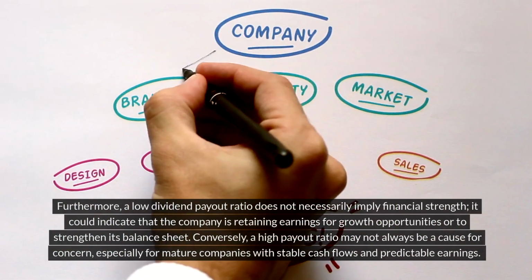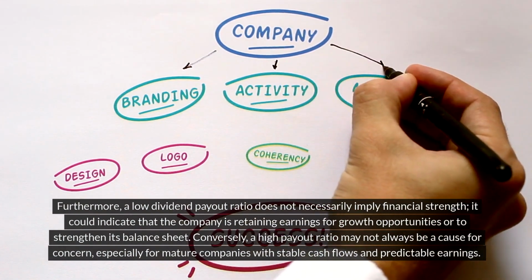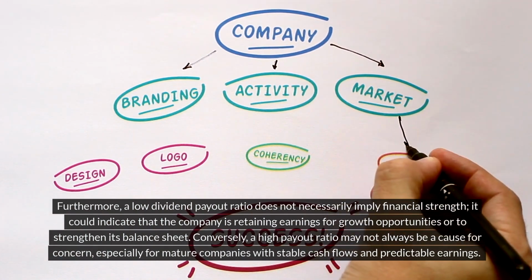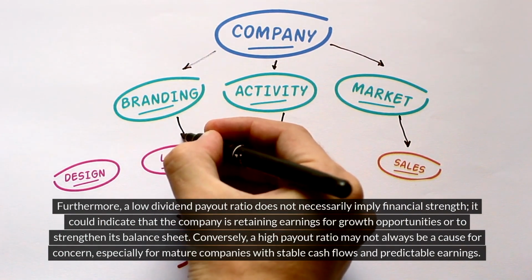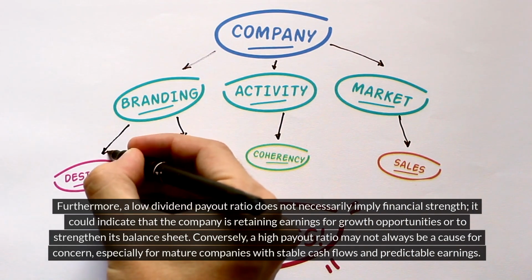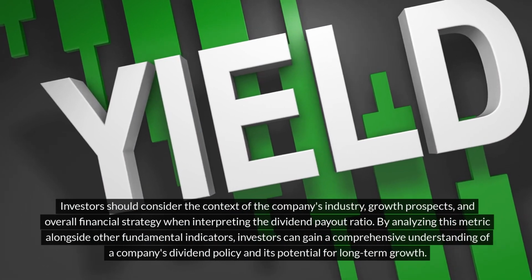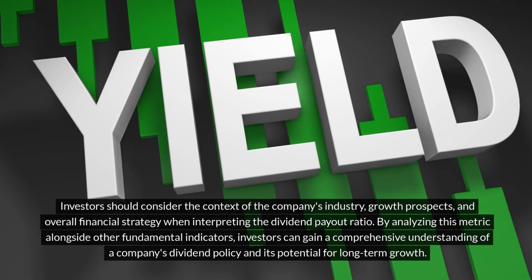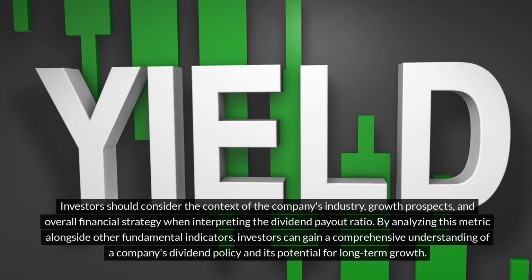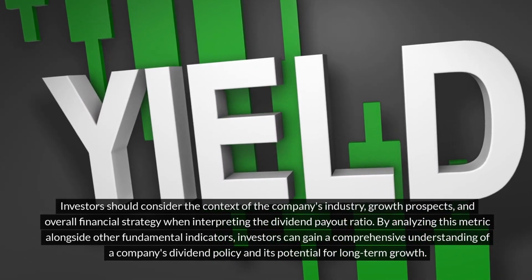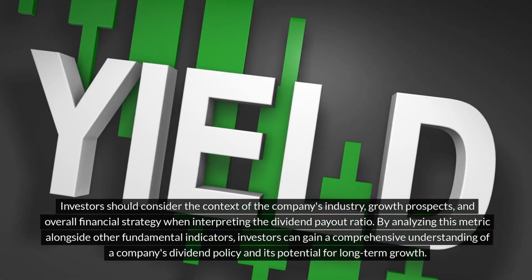Furthermore, a low dividend payout ratio does not necessarily imply financial strength. It could indicate that the company is retaining earnings for growth opportunities or to strengthen its balance sheet. Conversely, a high payout ratio may not always be a cause for concern, especially for mature companies with stable cash flows and predictable earnings. Investors should consider the context of the company's industry, growth prospects, and overall financial strategy when interpreting the dividend payout ratio. By analyzing this metric alongside other fundamental indicators, investors can gain a comprehensive understanding of a company's dividend policy and its potential for long-term growth.